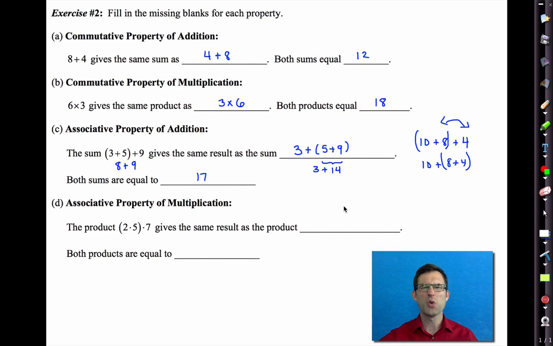Associativity, that makes me sound smart, also works with multiplication. In other words, if I'm multiplying three things together, 2 times 5 first, then times 7, that's going to give me the same thing as if I do 2 times 5 times 7. Let's look at that for a second. 2 times 5 is 10. Then if I multiply by 7, I get 70. On the other hand, if I do 5 times 7 first, I get 35. Now I know that's a little bit harder, but 2 times 35 is also 70.